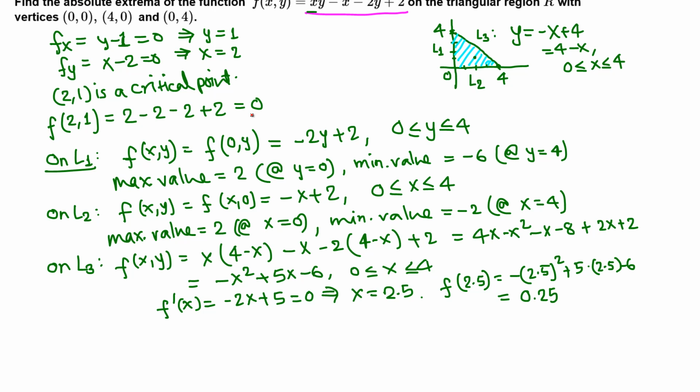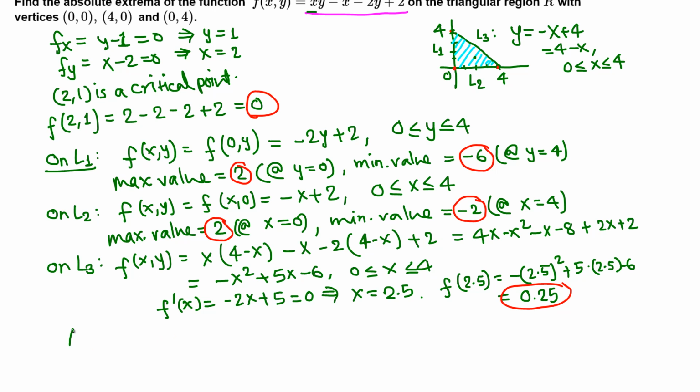So here was one value, 0, and here was 2, here is negative 6. On L2 we had 2, same, and negative 2, and on L3 we just found the critical number using calculus 1, and we found the value here. We were supposed to evaluate this function at the endpoints 0 and 4. Those are already evaluated, so we don't have to worry about that. And the maximum of all these numbers is the absolute maximum.